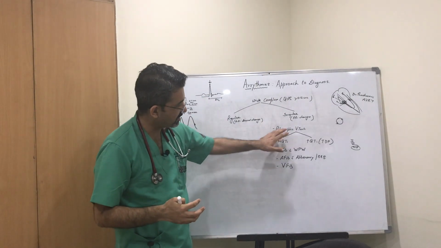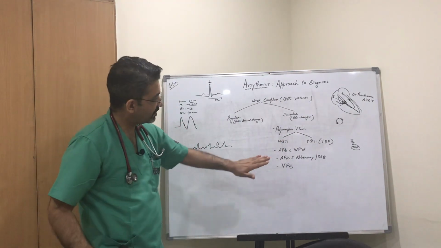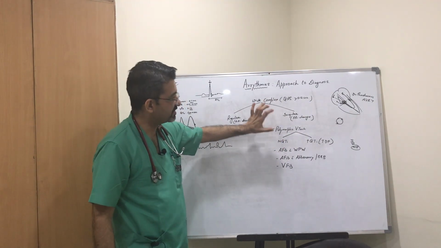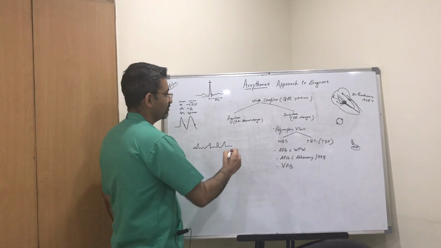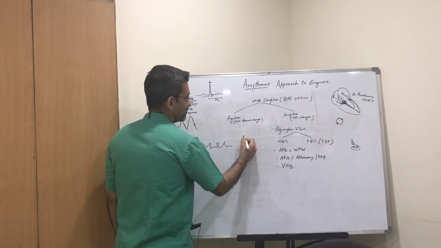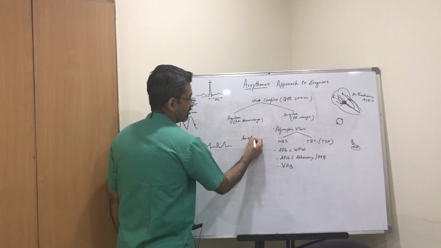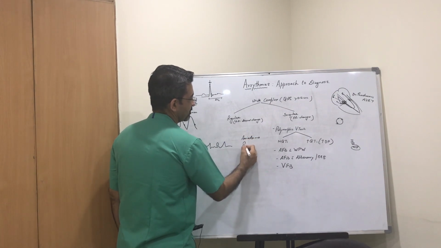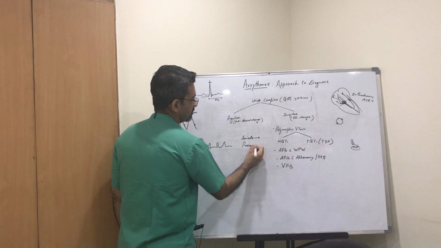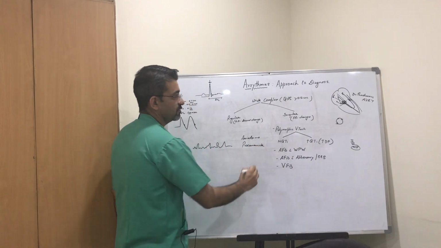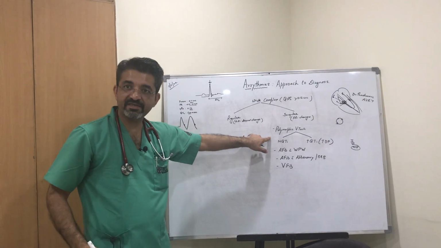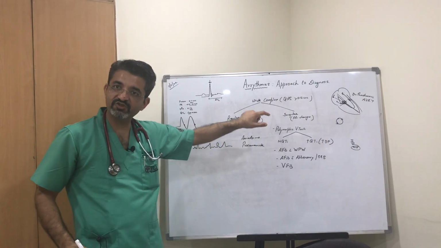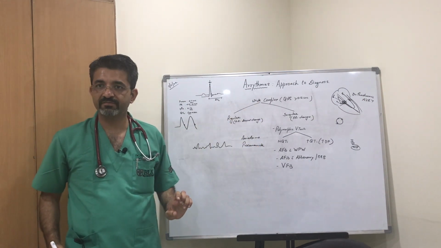Now, how do you treat the others? If you are dealing with polymorphic VT with normal QT interval, again your drug of choice is amiodarone or procainamide. Right? If the rhythm is malignant, you have hypotension, you have shock, you cardiovert.